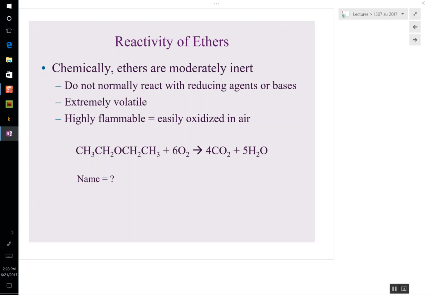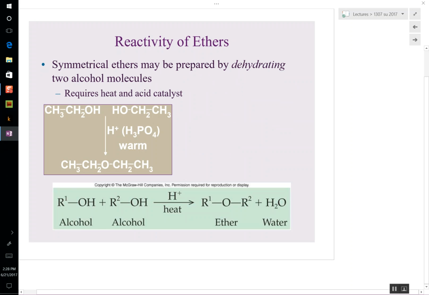Reactivity of ethers, don't worry too much about this. You can burn them. As a matter of fact, they're very combustible. You got to be careful with ethers. Low molecular weight ethers give off a lot of vapors, and they're very combustible. You know, spark, static spark or whatever. So you can burn them.